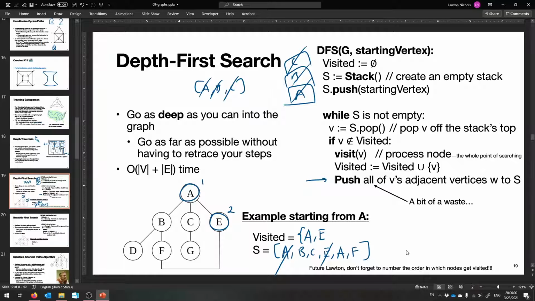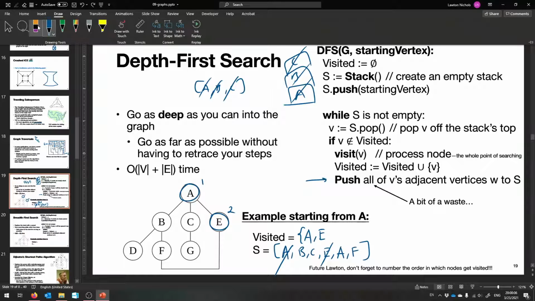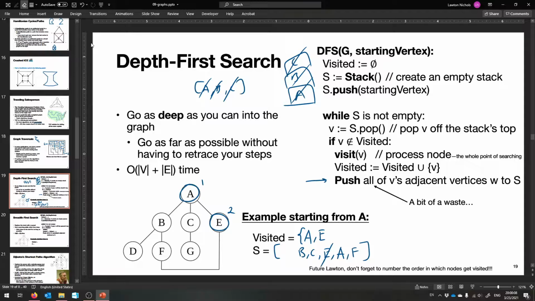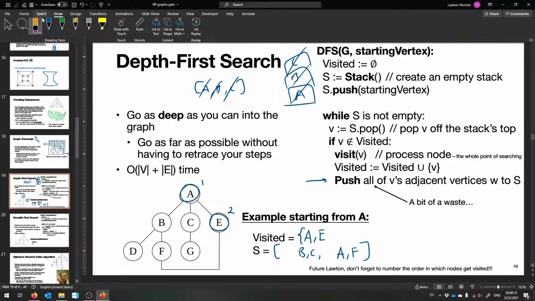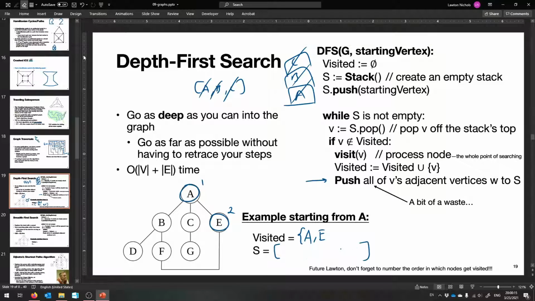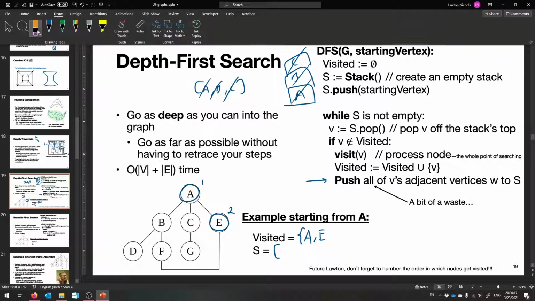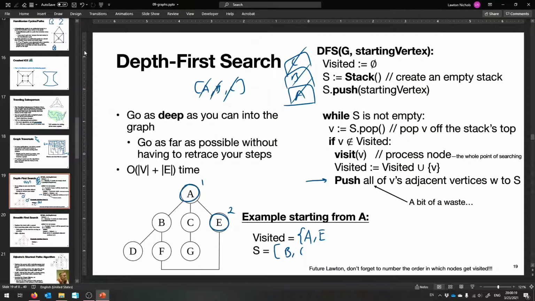Maybe I should be redrawing this, because the stack looks a bit weird right now. Okay, so right now it is B, C, A, F. That's what the stack really looks like. Maybe I'll just redraw it. B, C, A, F. Okay, so then we take out F. That's the next thing that we process.